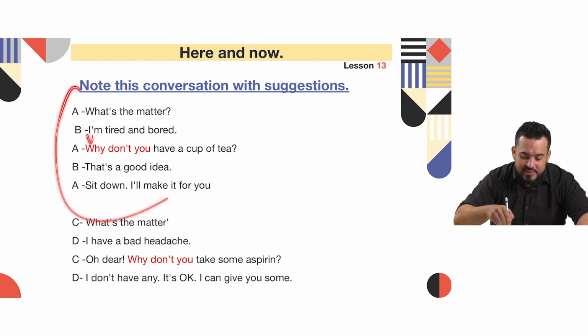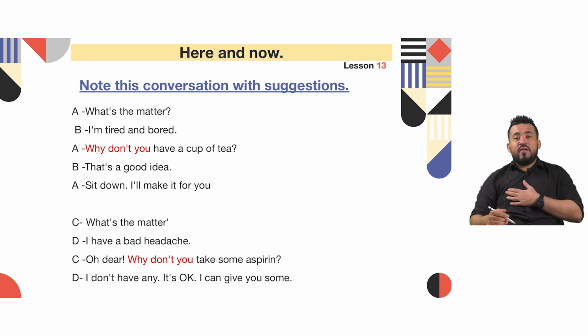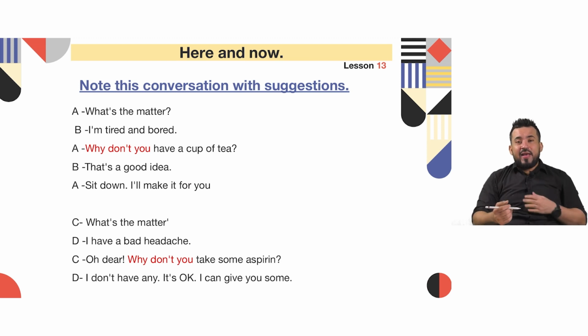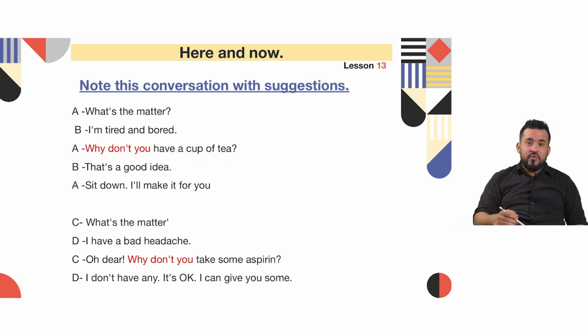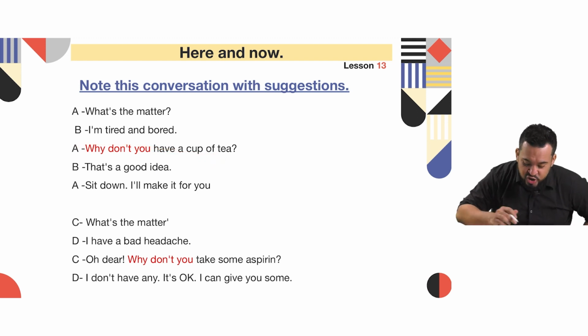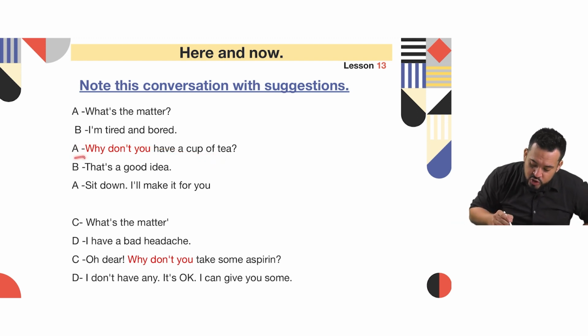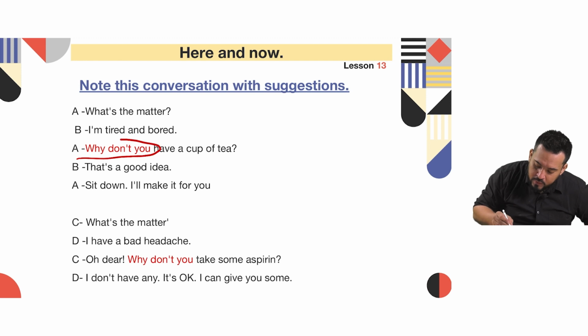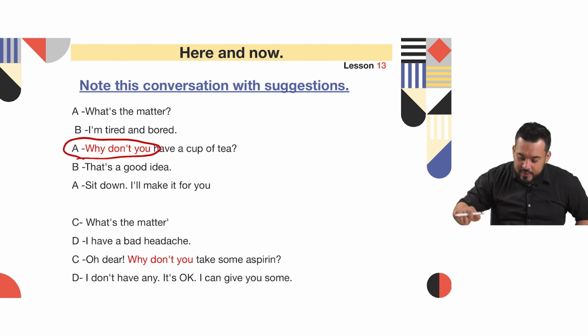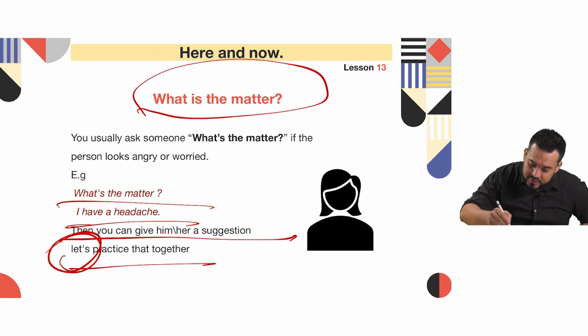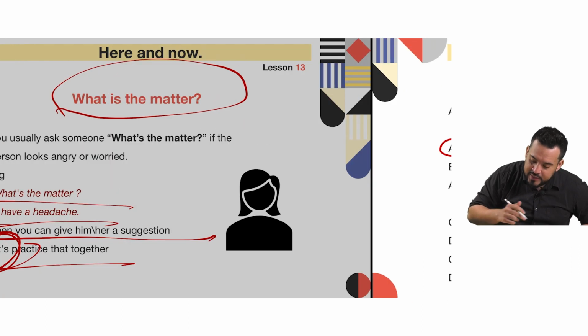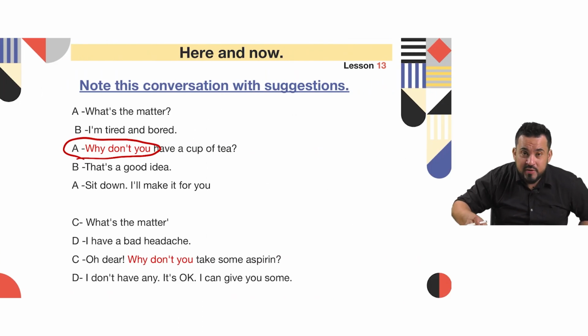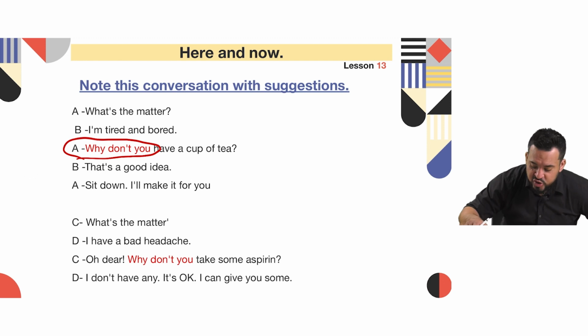Okay, so as you can see here, we asked someone what's the matter because that person didn't look happy. So we said, what's the matter? And it turned out that the person is tired and bored. So for the suggestion here, we used the phrase, why don't you? So we use let's as a suggestion, and here we use why don't you. This is also a good way to make a suggestion.